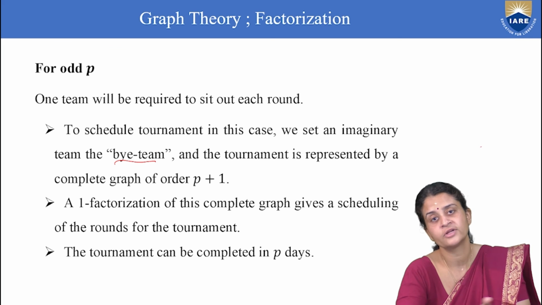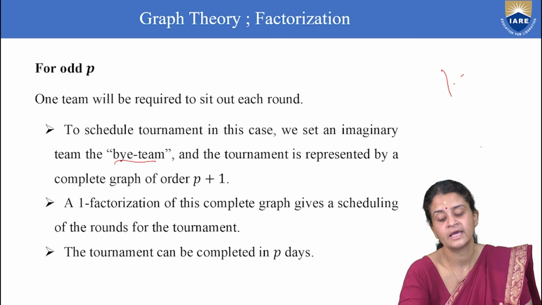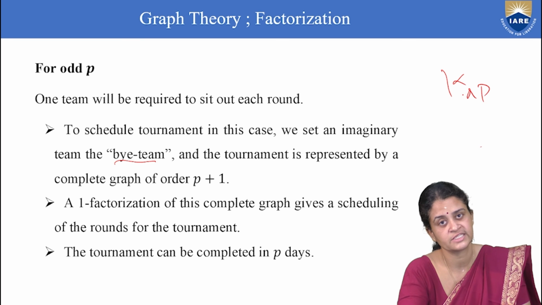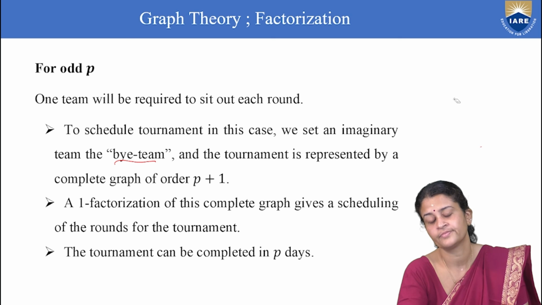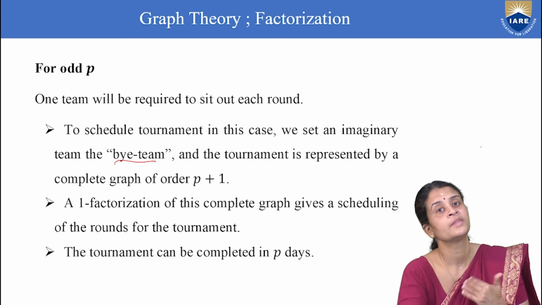Again, we know that now it is p plus 1, where we know K_2p has a one-factorization. Now this p, which was odd, has been converted to even. Then we find the one-factorization of this complete graph and schedule the tournament rounds. The tournament can be completed in p days. Earlier we saw that if p was even, it can be completed in p minus 1 days, and since one extra team is coming here, we can complete it in p days.